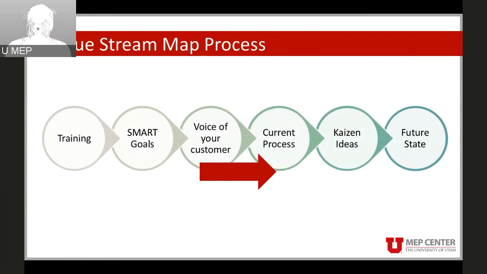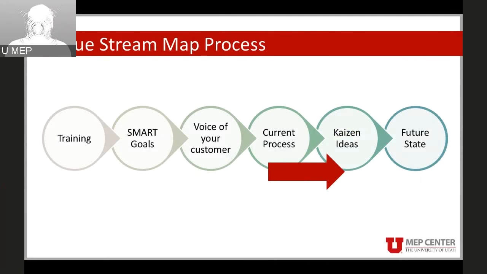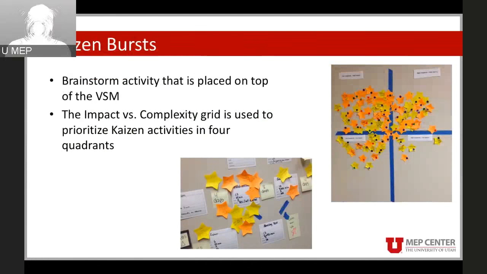Once we've identified the current process, we move on to Kaizen ideas. This is where some of the best takeaways happen from a value stream map. Kaizen Burst and the Kaizen ideas is a brainstorming activity that's placed physically on top of the value stream map. Here at the center, to kind of improve some engagement and get people excited, we use these star-shaped sticky notes, as you can see in these examples.